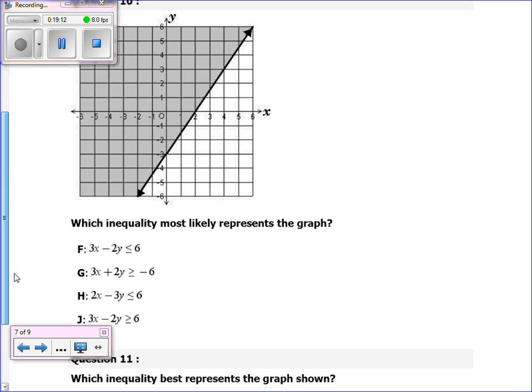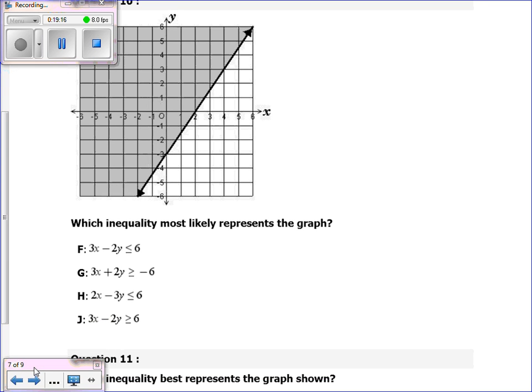Now looking at number 10, which inequality most likely represents this graph? I was so hoping that one of the choices would have been a strictly less than or strictly greater than, and then it would have been a dashed or broken line, but no, everybody is solid. I can't eliminate based on that. So I'm going to test a point. I'm going to test 0, 0, our favorite point to test.